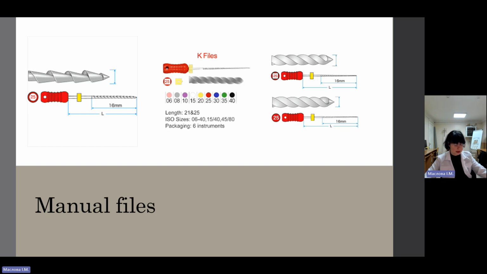The high and low flute configuration is designed to endow the instrument with greater flexibility and provide a reservoir for the dental debris. A disadvantage of the K-flex file is that it tends to lose its cutting efficiency quickly.